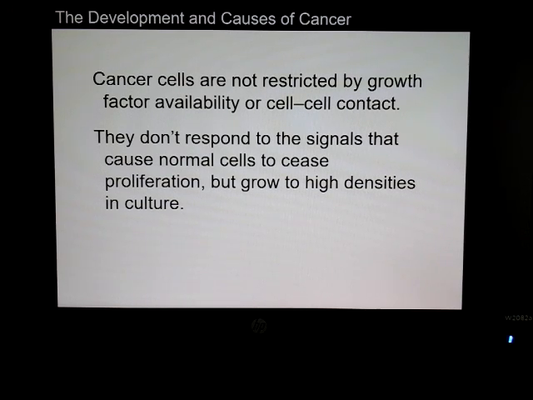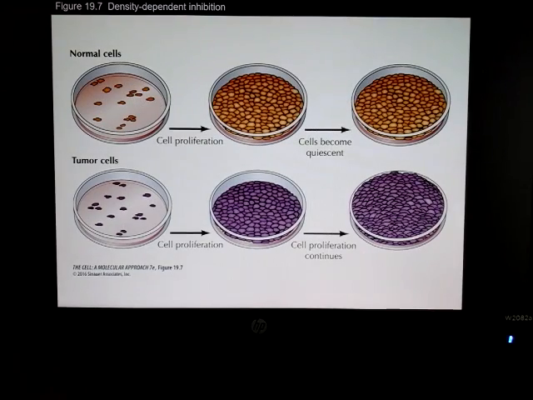Our cells are designed such that once one cell undergoes apoptosis, there'll be cell division to fill in the gap, and as soon as the cells are next to each other, they will stop growing. But cancer cells do not do that. So they can grow to pretty high densities.